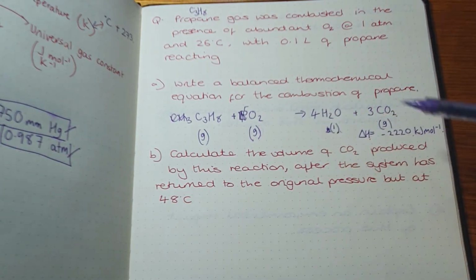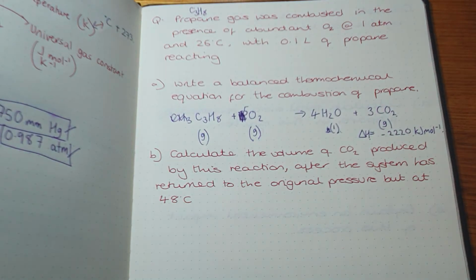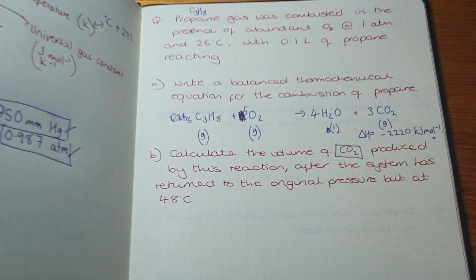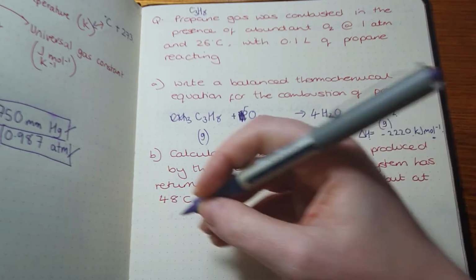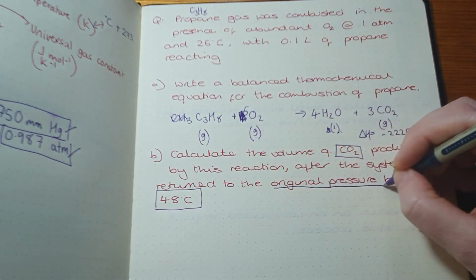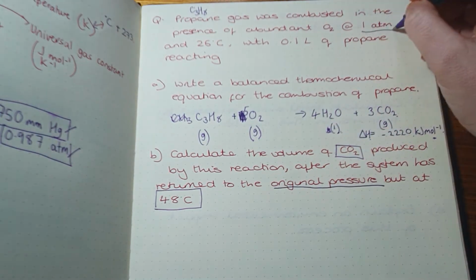I've got my thermochemical equation, which is a bit of a mess, and then I have my value here. Calculate the volume of carbon dioxide produced by this reaction after the system returned to its original pressure, but at 48 degrees centigrade. Right. Original pressure. So original pressure is 1 atmosphere.